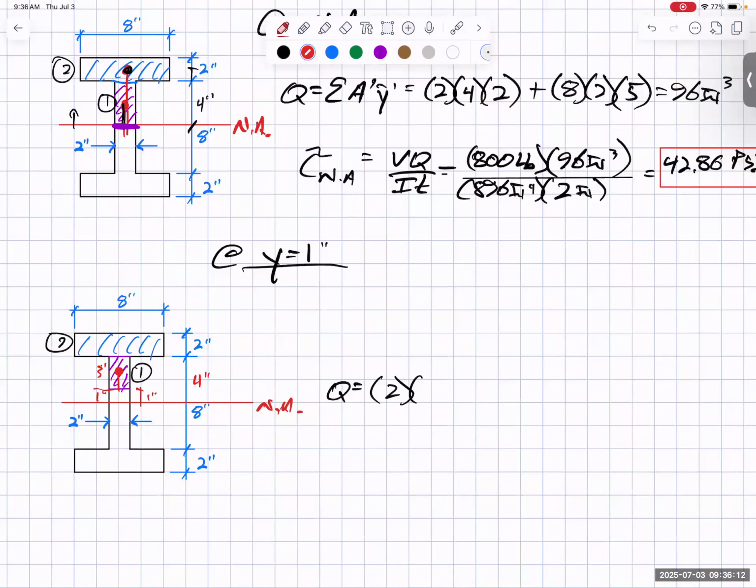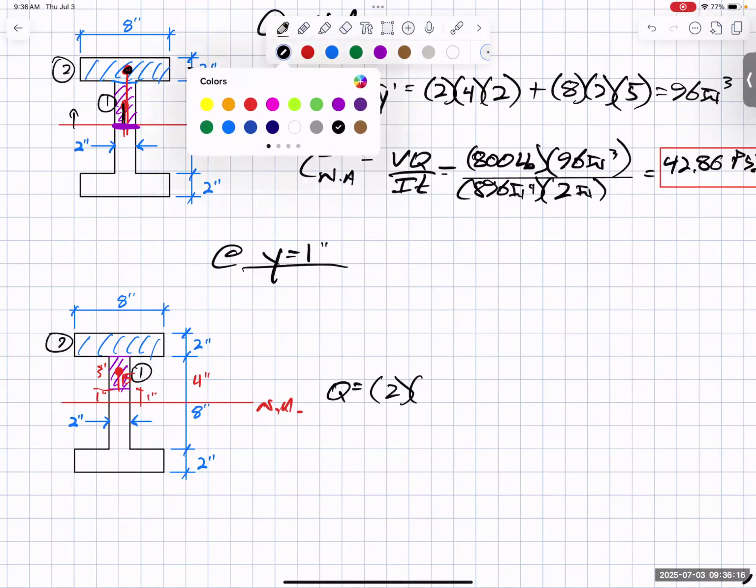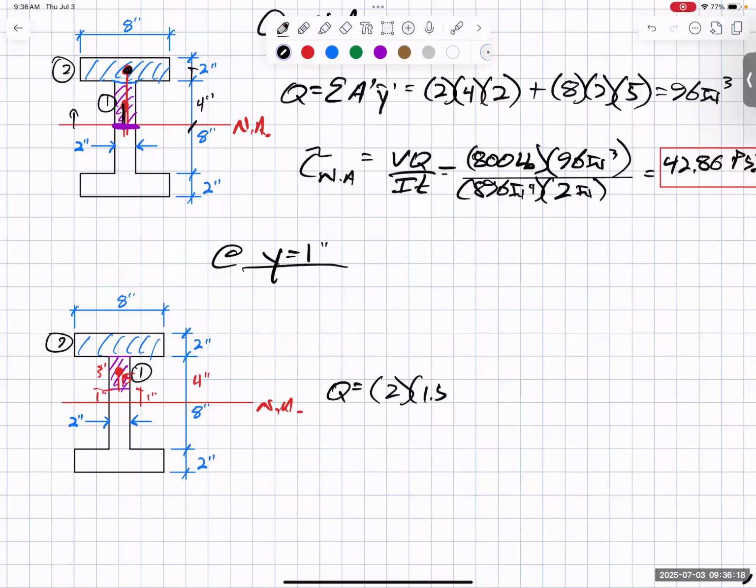So what do I have? I have 1.5 right there. Let me draw it like this. We're going to say we have 1.5 plus that other 1 inch to get all the way down to the neutral axis. For the top flange, it stays the exact same because it's still the same area, same distance down, meaning 8 times 2 times 5, giving me 96 inches cubed. So you see it hasn't changed a bunch.